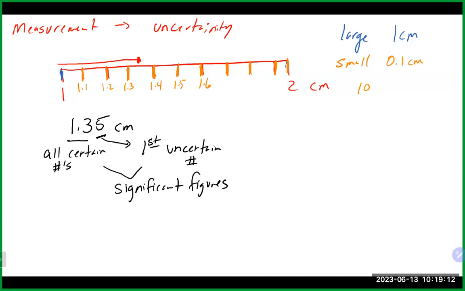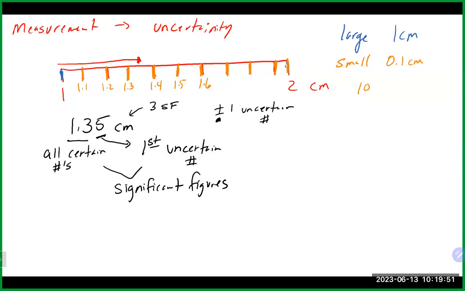That means that this particular measurement has how many significant figures? It has 3 significant figures in this case, yeah. Usually, it's plus or minus 1 of the uncertain number, right? So we're saying, I think it's like 1.35, but maybe it's 1.34, maybe it's 1.36. It's somewhere in that ballpark. That is where the uncertainty basically lies.